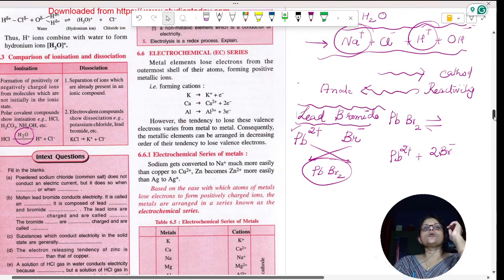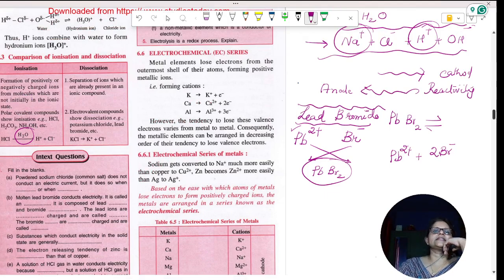Okay, so what is an electrochemical series? We all know that there are metals and non-metals, and among metals, some are very reactive. We have learned in that chapter about displacement reactions and the reactivity series. So some metals are highly reactive.